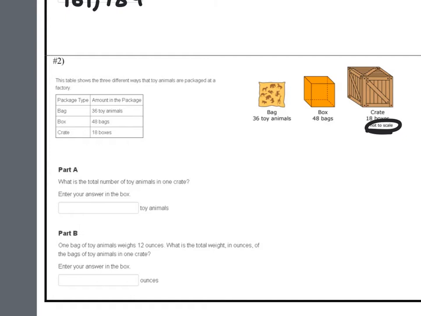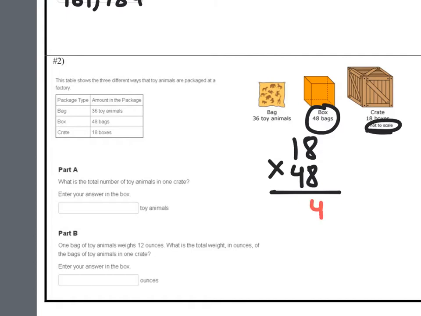So let's figure, if there's 18 boxes in one crate, and each box can fit 48, then let's go and figure out how many bags will be in there first. So now let's go and multiply this. 8 times 8 is 64. Carry the 6. 8 times 1 is 8. Add 6 makes 14. Cross out the 8. Place your 0. Erase the number up top.